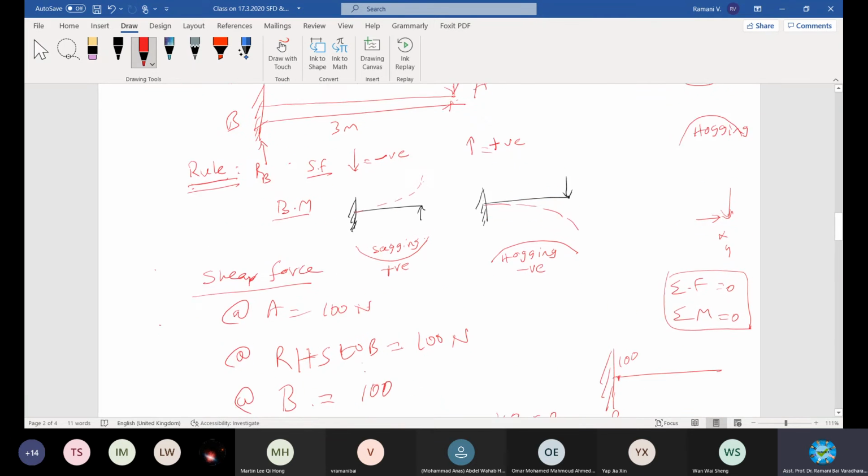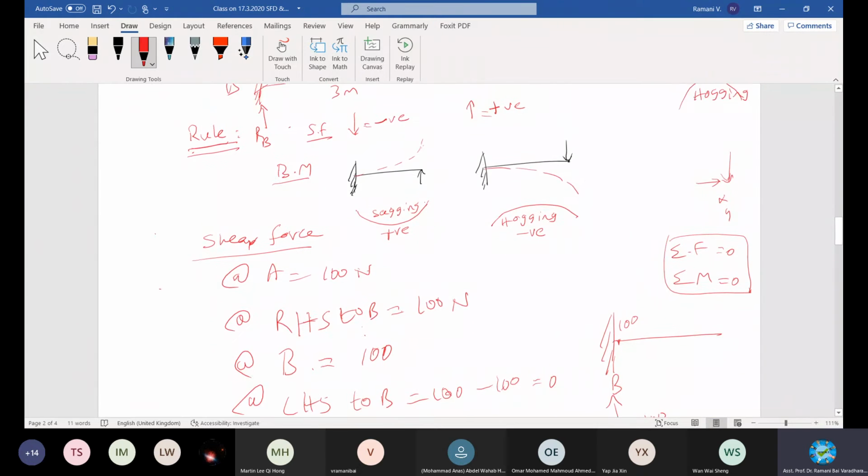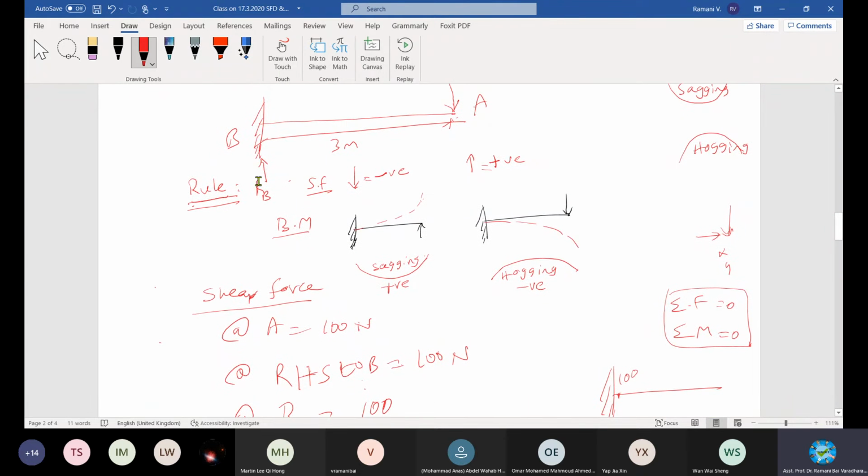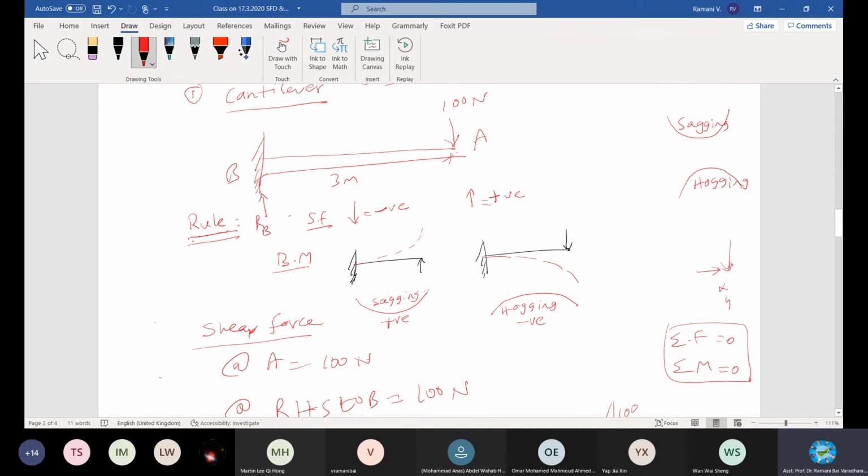Taking this, from right hand to left, right hand to B. From this end, take the cross section here, the section XX. Let's start from the right hand side. All the loads, resolve all the moments about this point by applying sigma M equal to 0.